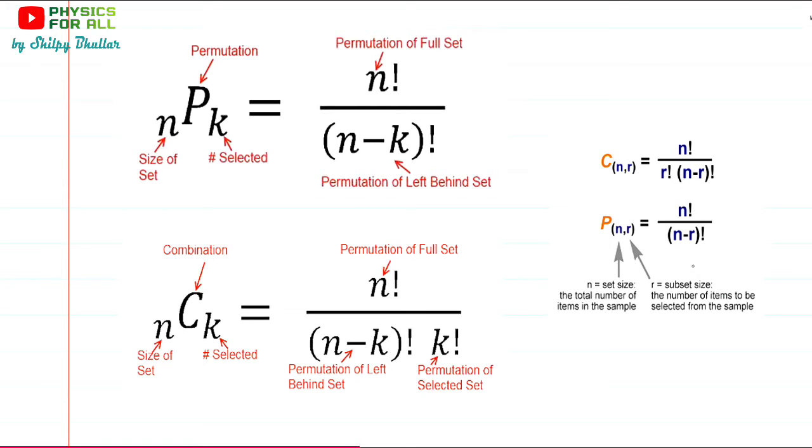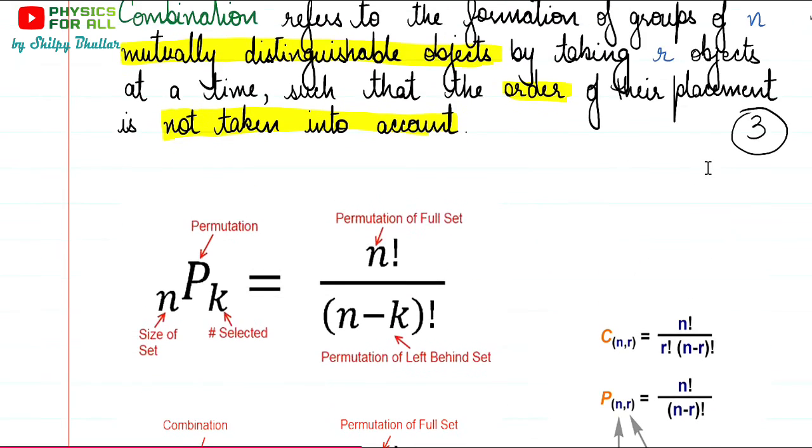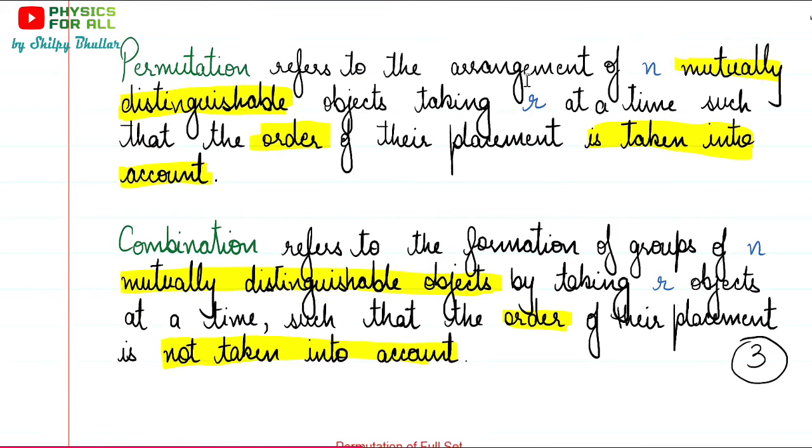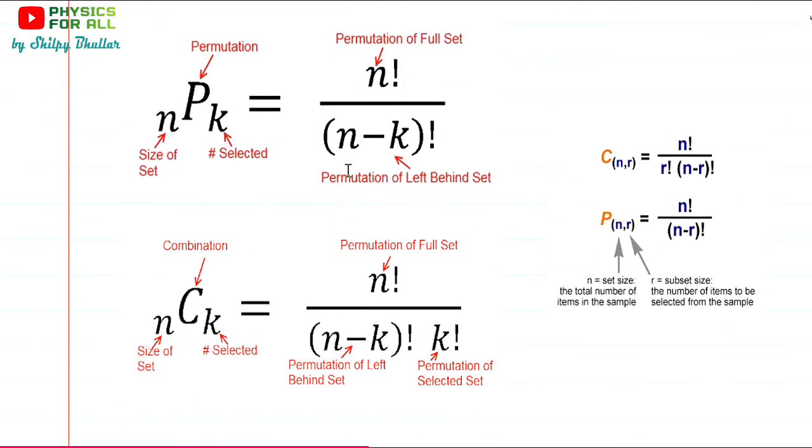Like we said, permutation is the arrangement of n mutually distinguishable objects taking r at a time, taking care of the order as well. Okay, so here total is n, and how many you are selecting out of them, that stands for k. Now let's have a look at the right hand side.